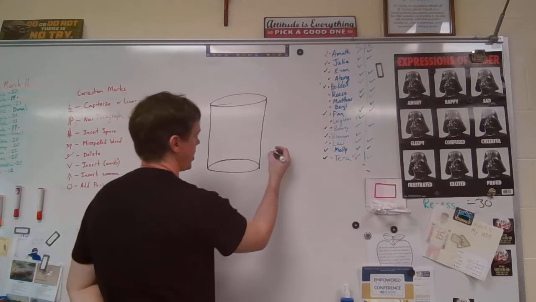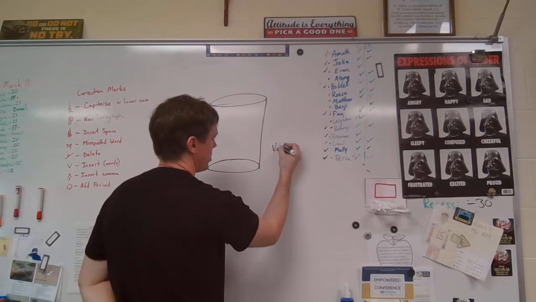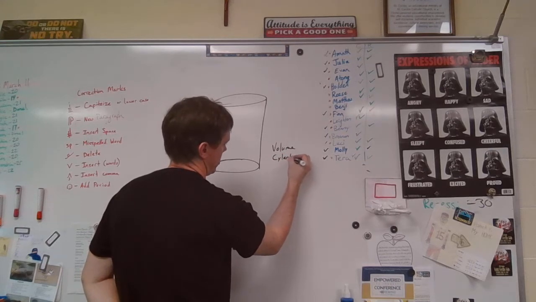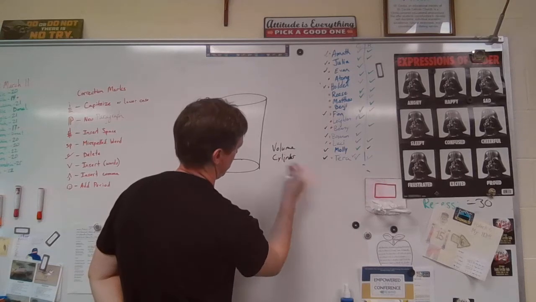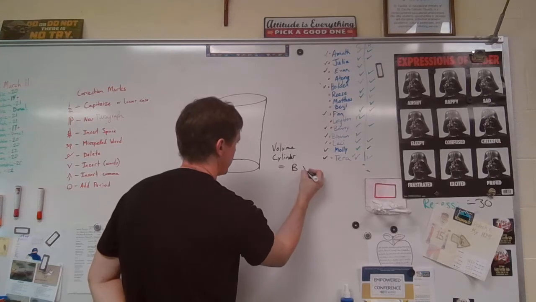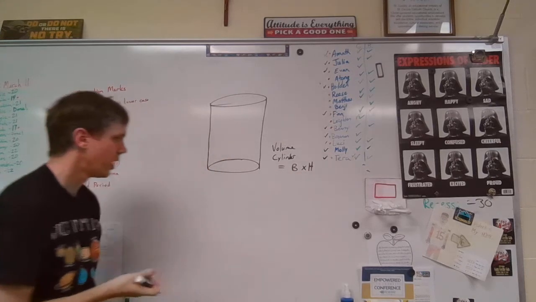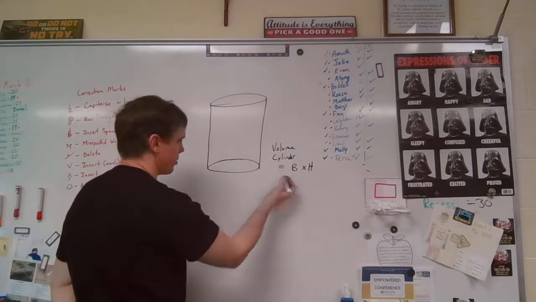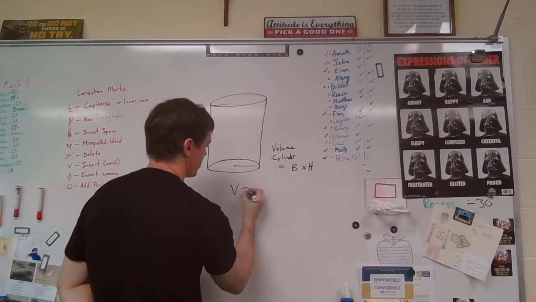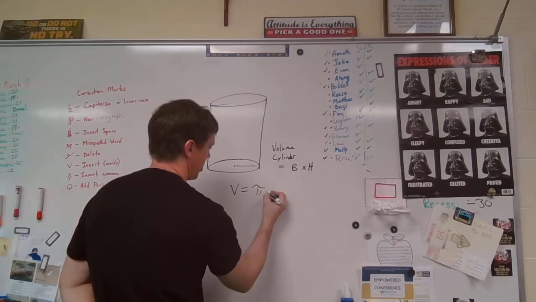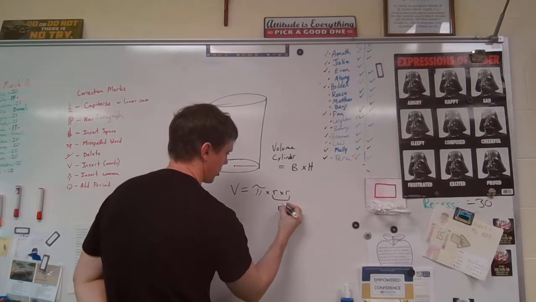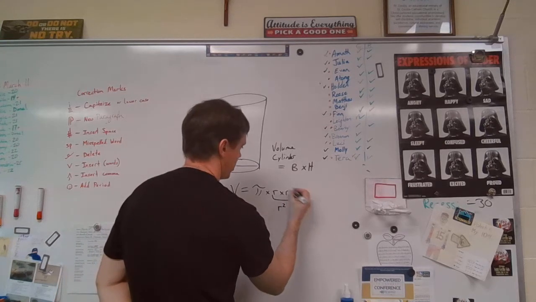then you could say that the volume of a cylinder, I feel like I just misspelled that. That looks better. Is going to be base times height, right? Same as everything else. But in this case, the base doesn't equal length times width because we don't really have a length or a width. Instead, what we have is we're going to say that the volume is equal to pi times radius, which is r squared, right? Times the height.